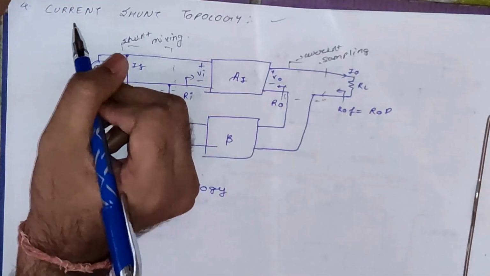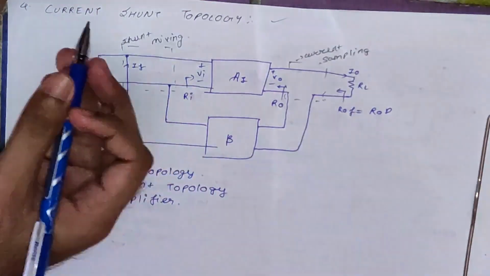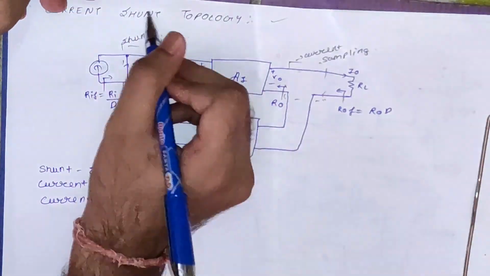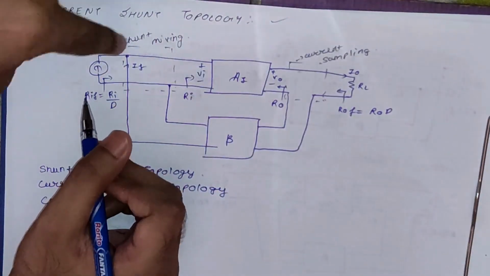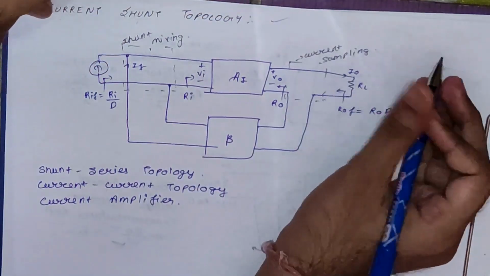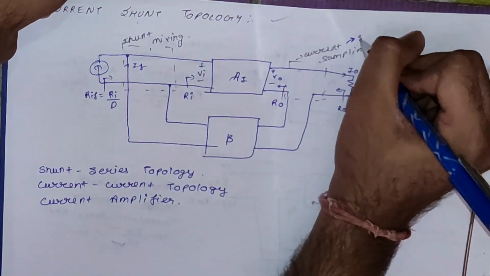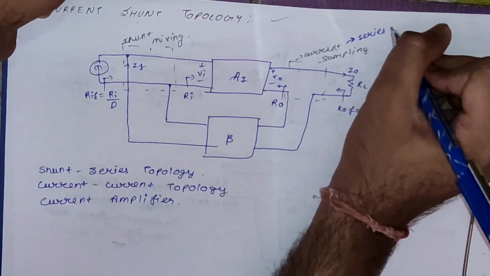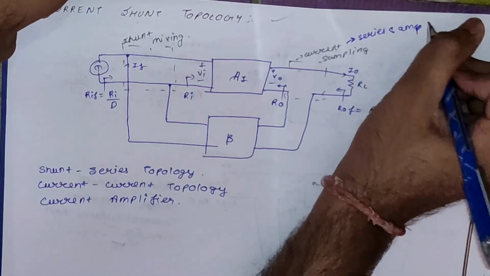Current, in the sense, means at output we will have a current sampling, and shunt means at the input we will have a shunt mixing. Okay, so this is what you can see, shunt mixing and current sampling. This can also be written as series sampling. One and the same, only the name is different.